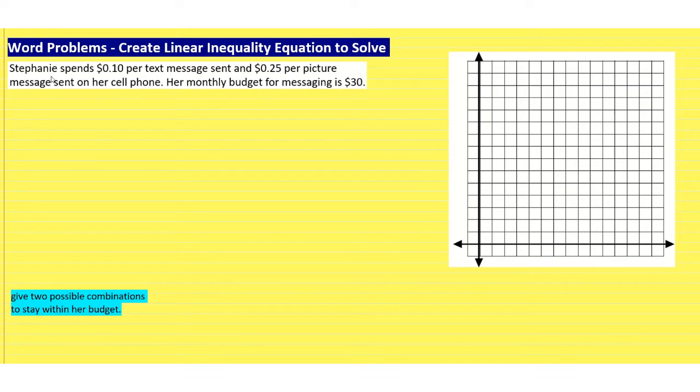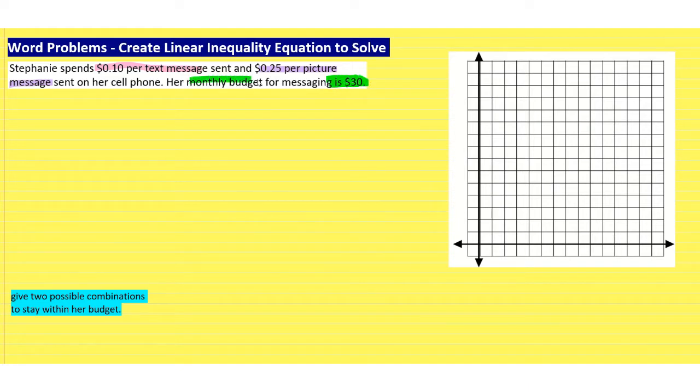So let's start by reading our word problem. Stephanie spends 10 cents per text message, and she spends 25 cents per picture message. And she has a monthly budget for messaging, and that is $30.